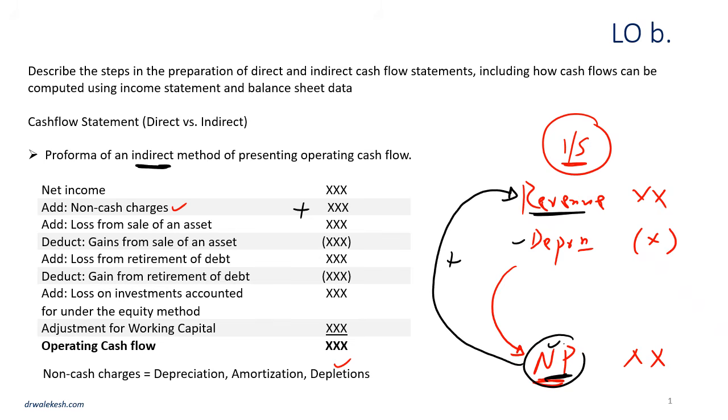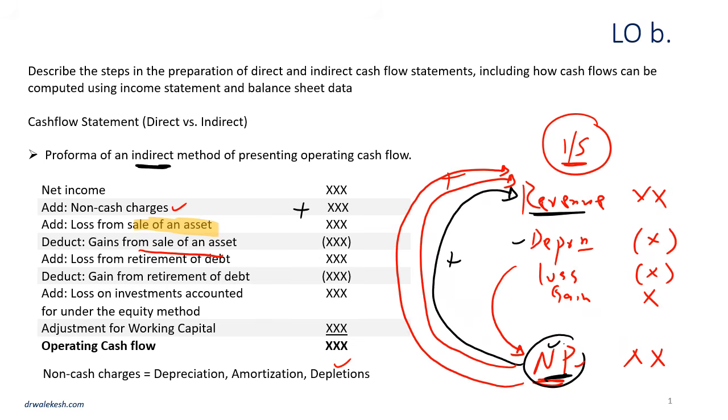Loss from sale of a non-current asset. The loss will have been deducted to arrive at the net profit. So to move back to cash revenue, what do we do? We will add it. If we have a gain from sale of a non-current asset, it will have been added. So to move back to cash revenue, what do we do? We will deduct it. And that's why this is being deducted.